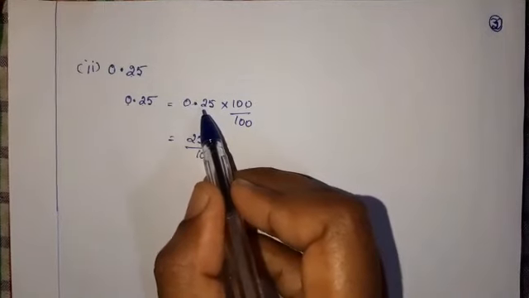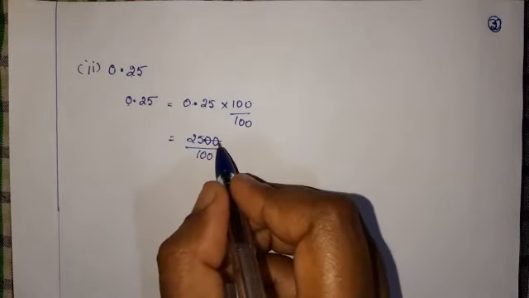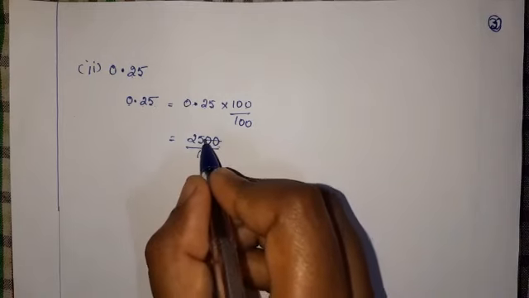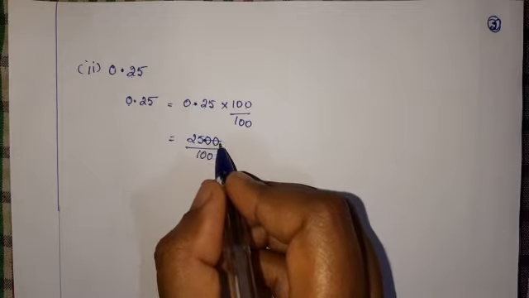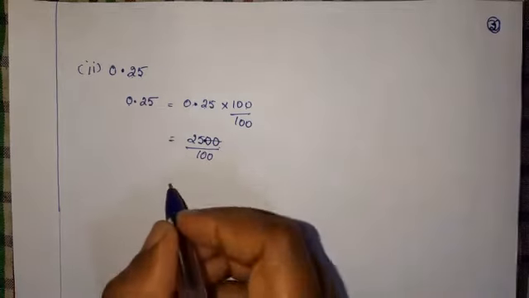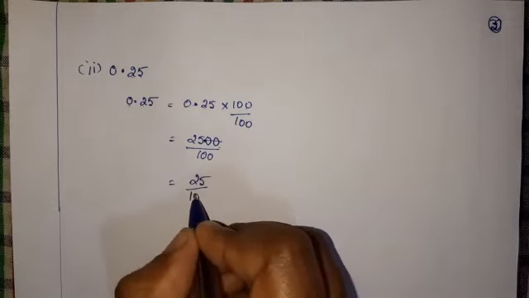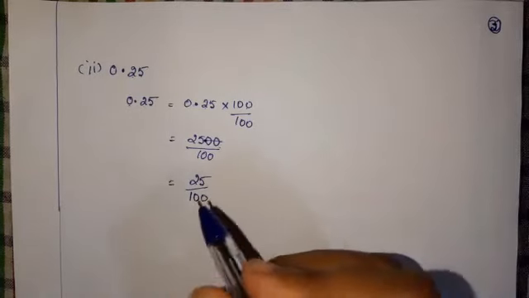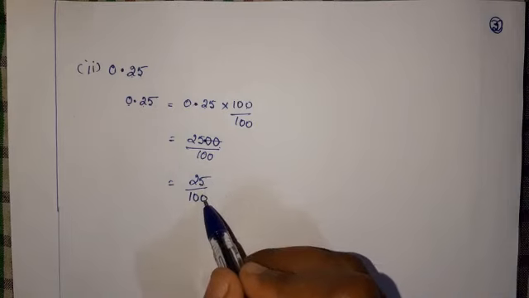After the decimal, you have 2 digits. Therefore, from the right, you have to take 2 places and put the decimal sign. After the decimal, you have 2 zeros. Therefore, leave that. Therefore, you have 25 by 100. Now, check any common table in the numerator and denominator.